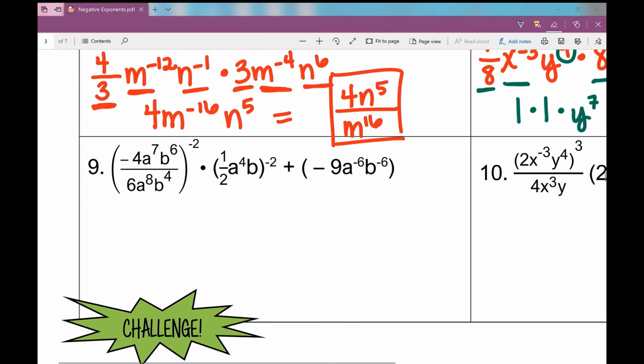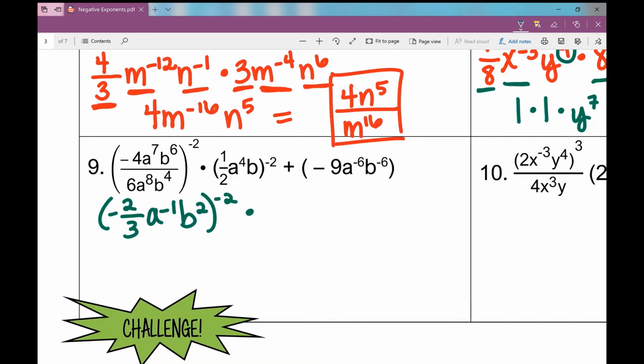So the first thing my order of operations tells me to do is simplify what's inside my parentheses. Numbers, then variables. Let's simplify negative 4 over 6. What does that simplify to? Negative 2/3. Then I'm going to apply my quotient rule. Look at the a's. A to the power of 7 over a to the power of 8 is a to the power of 7 minus 8, which is a to the power of negative 1, times b to the power of 6 minus 4, which is 2, all raised to the power of negative 2.